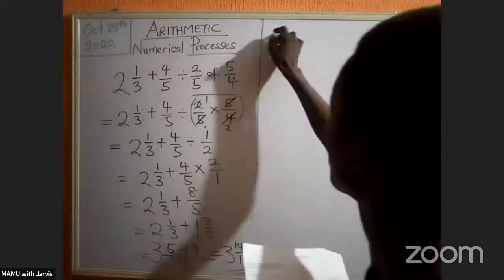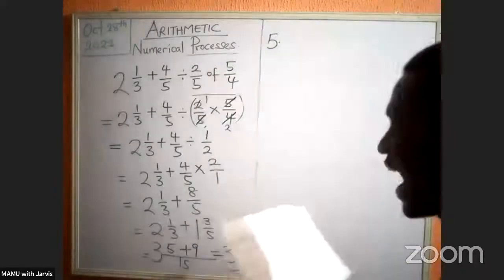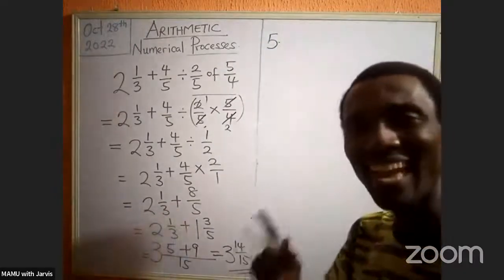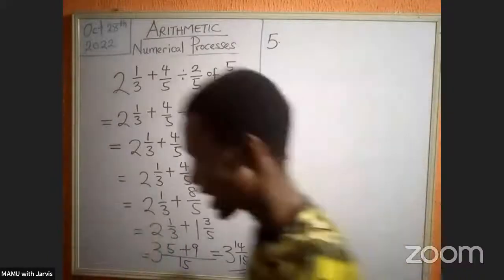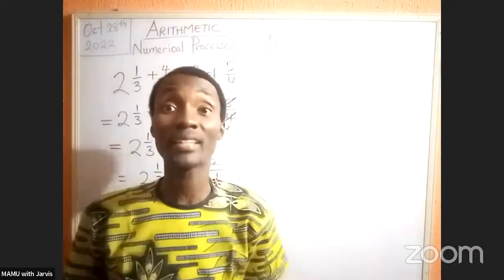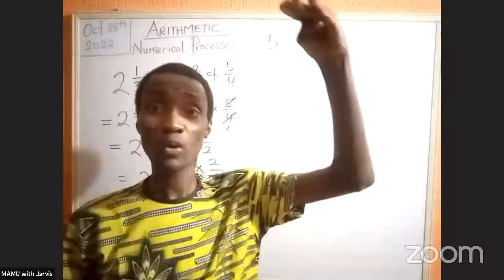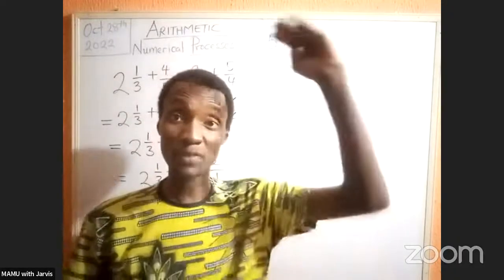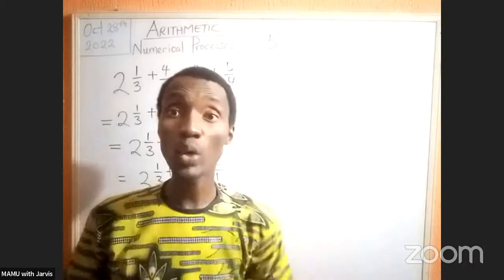Question number 5 says what? Arrange the following fractions in descending order. What does it mean to descend? It means to start from the highest point and go to the lowest point.